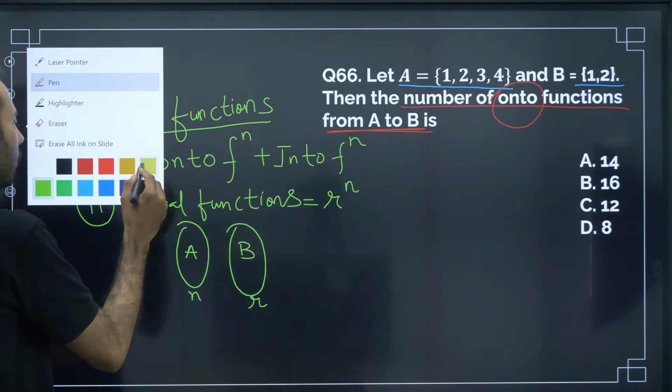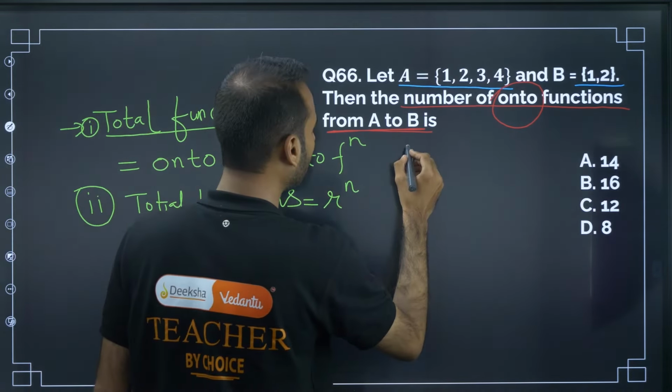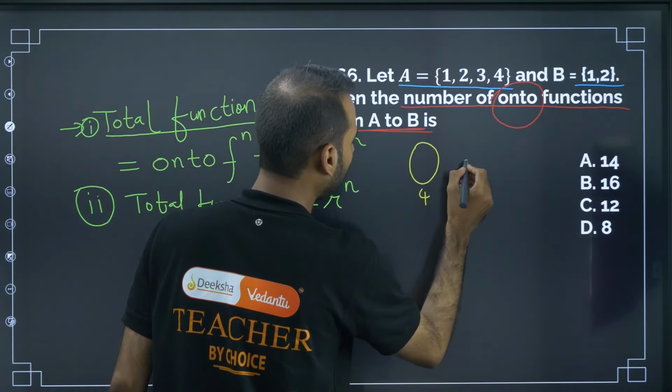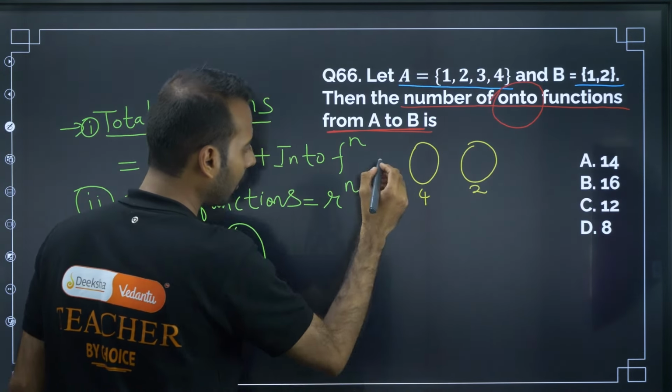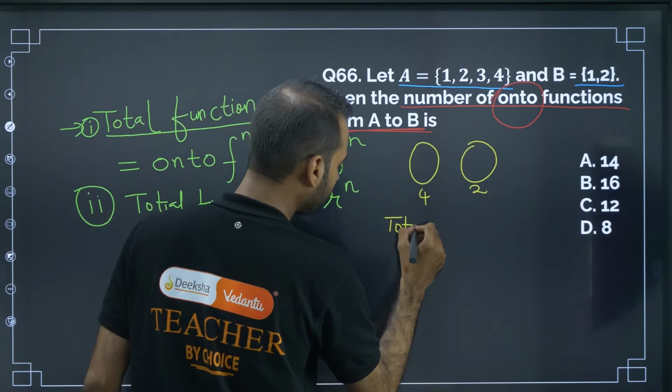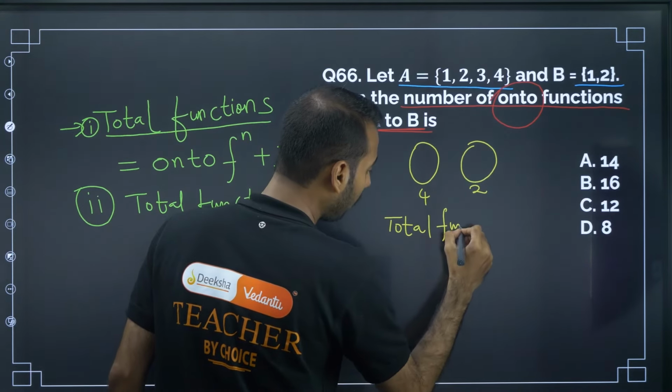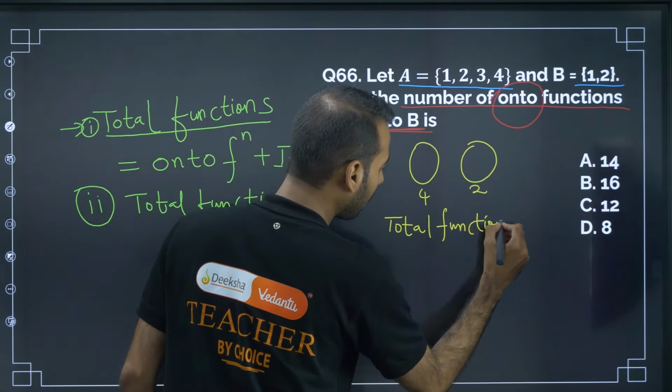Now if I go to this question, A has 4 elements and B has 2 elements. Then how many total functions are there?